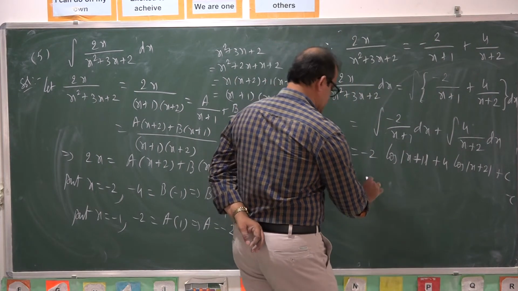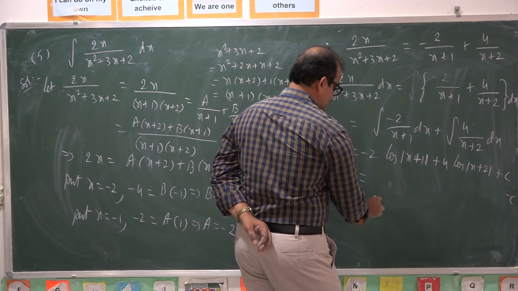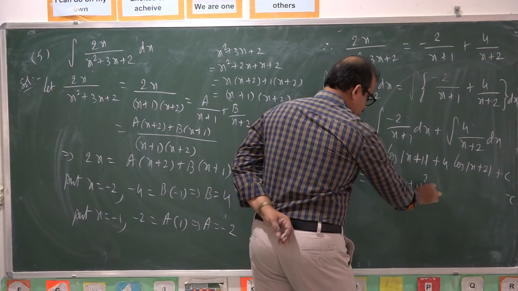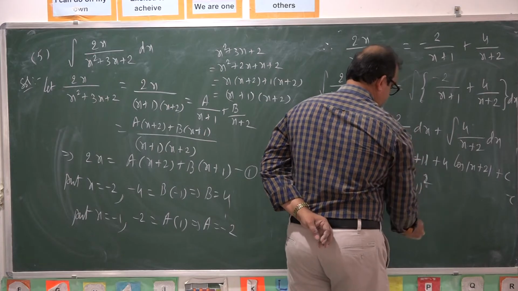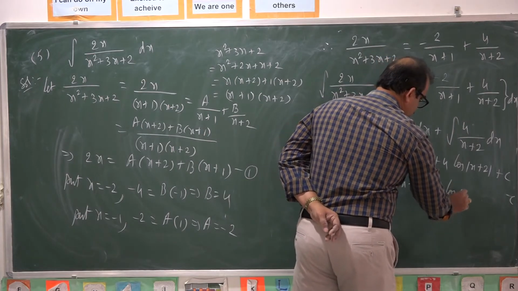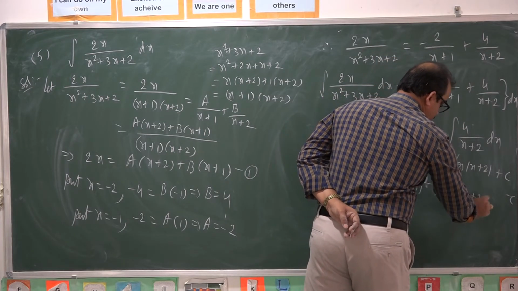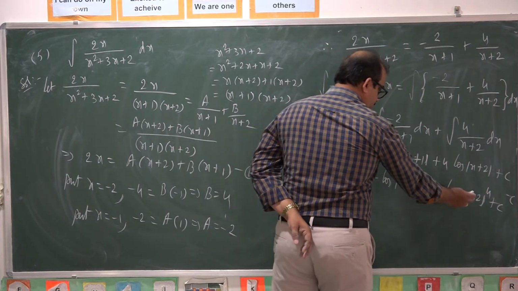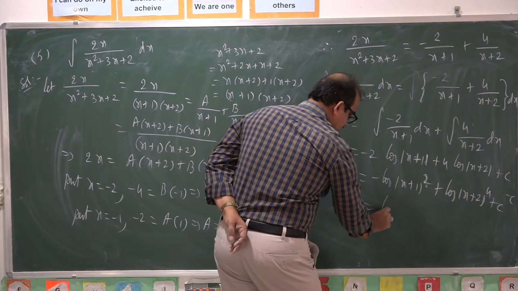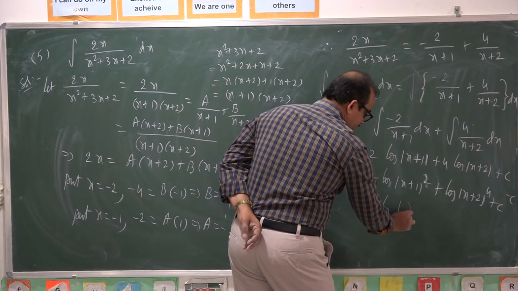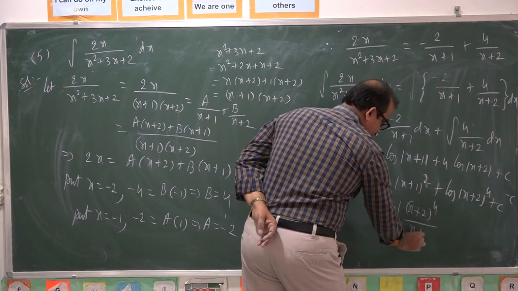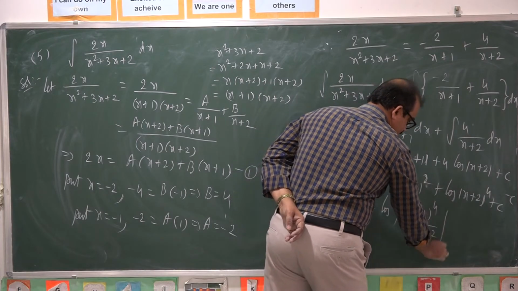Or you may further simplify also. You write it as minus log x plus 1 whole square plus log x plus 2 whole power 4 plus c. It is in the form of log m minus log n, that is log of m by n, x plus 2 whole power 4 by x plus 1 whole square plus c.